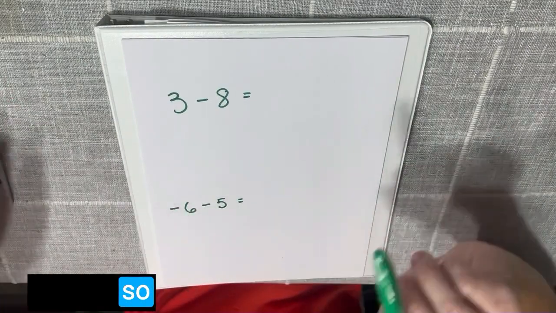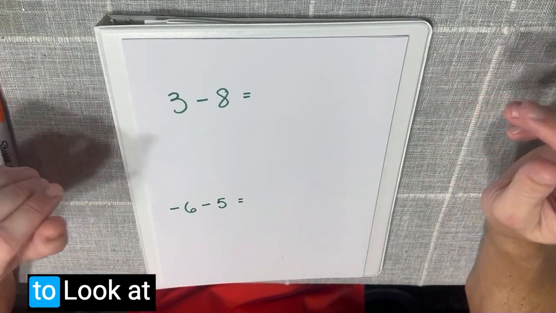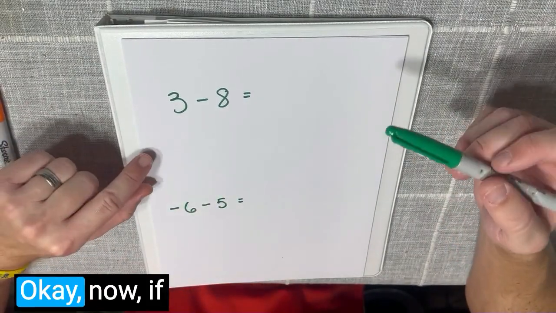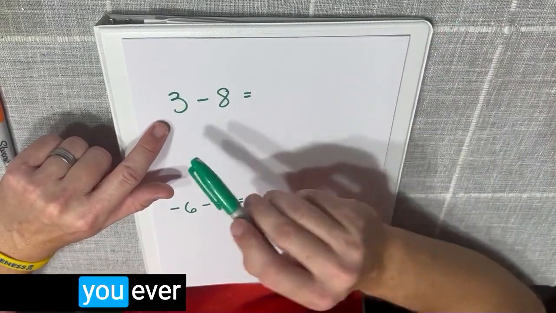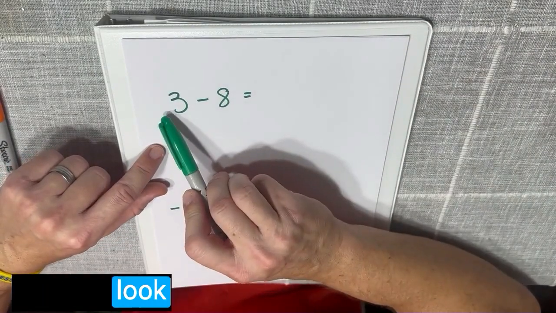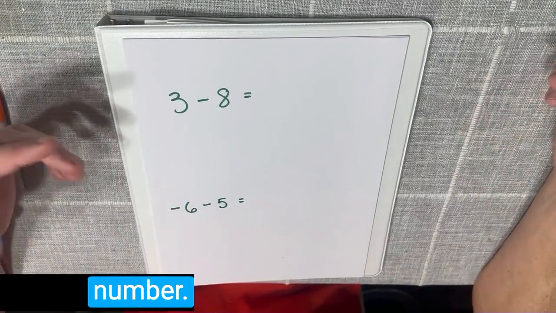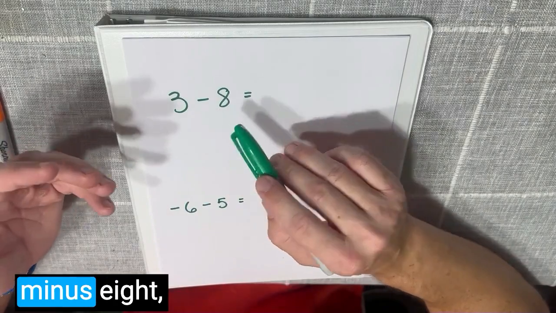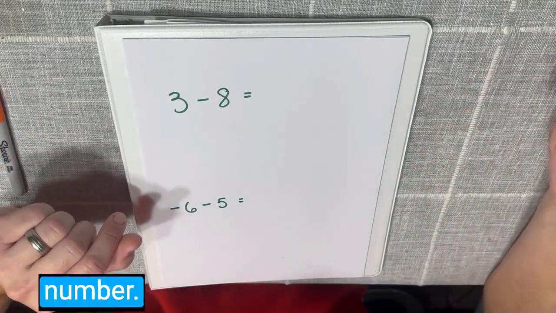All right. So here's what we got with our first question. We got 5 questions we're going to work on today, Mathletes. So we're going to look at these 5. And the first one is 3 minus 8. Okay. Now, if we notice with that 3, again, if there's really no sign in front of it. If you ever see a number that's the lead number, it's the first number in the expression, and you look and there's no positive, no negative, no sign at all, that just means it's a positive number. So that 3 right there is considered positive. And then when it says minus 8, that minus is basically signifying that 8 is a negative number, okay?